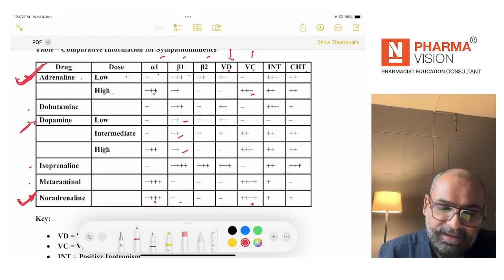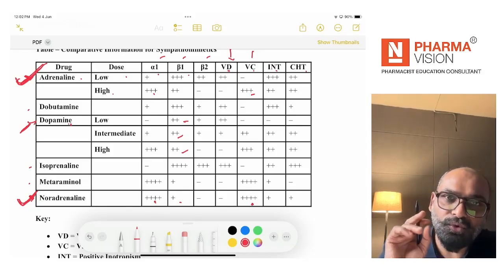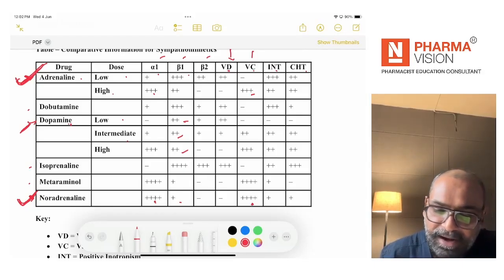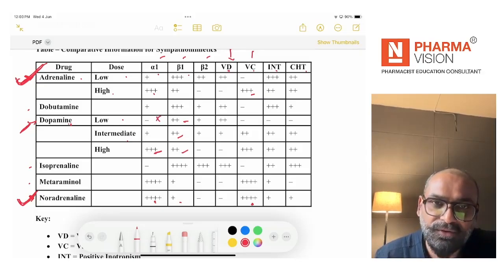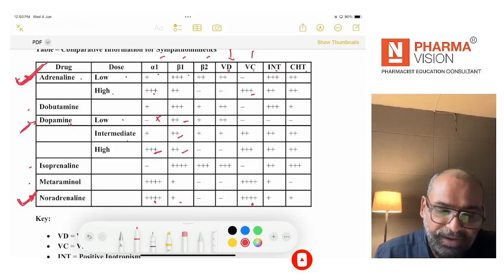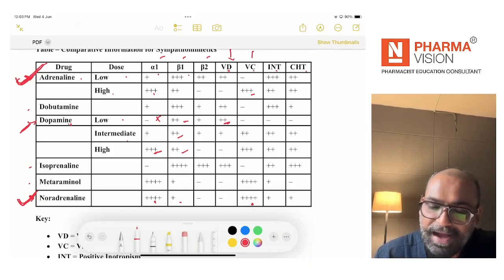So dopamine has very unique activities that can improve the blood flow to the kidney as well. Dopamine low, intermediate and high doses change the effect a little bit. The high dose mainly affects the alpha 1 receptor, and the low dose doesn't have any effect on the alpha 1 receptor. This is a very important point we have to understand. The low dose can cause hypotension, and the high dose can cause hypertension.